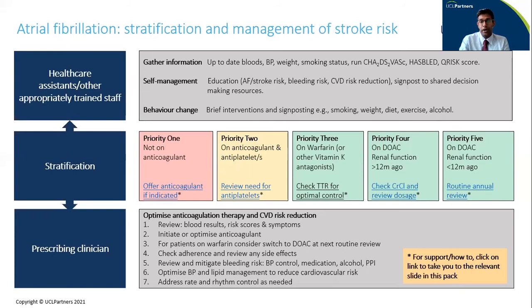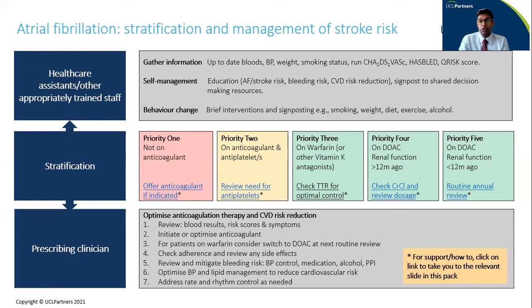The third and fourth priority groups are patients who are coded as AF again, and for priority 3, patients on warfarin, to consider whether they can be switched to a DOAC. And the last priority group, priority 4, is patients on a DOAC who have had a renal function checked but more than 12 months ago.